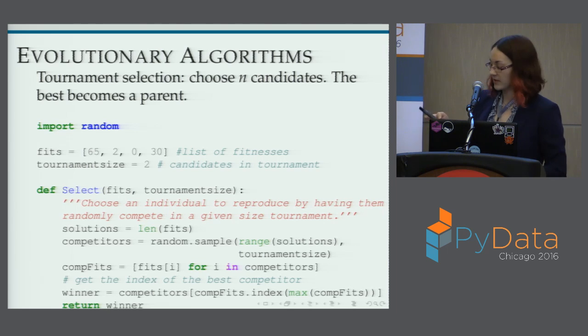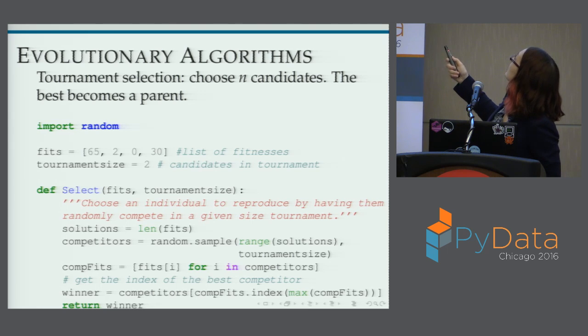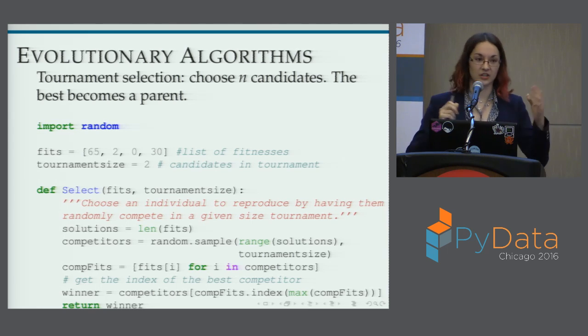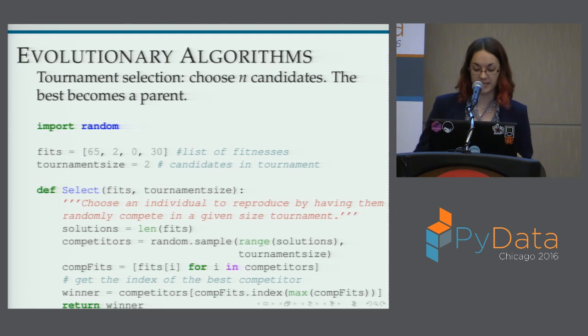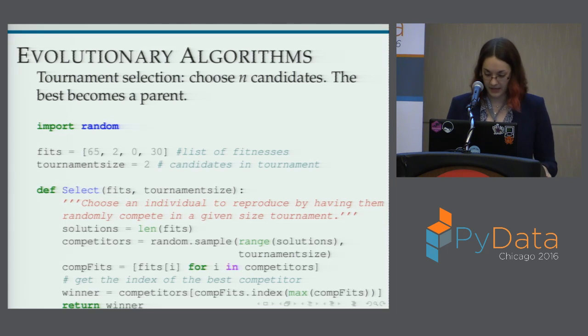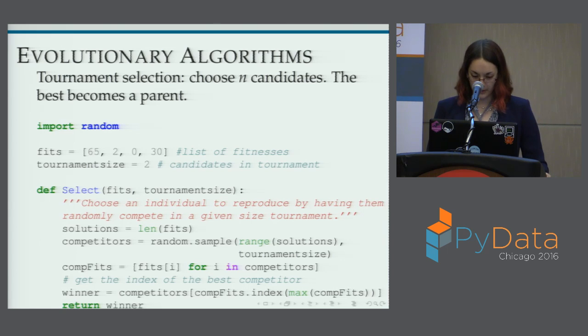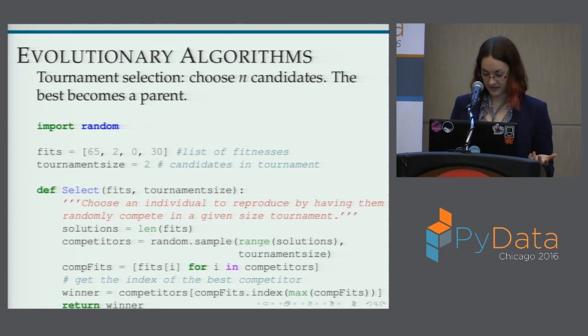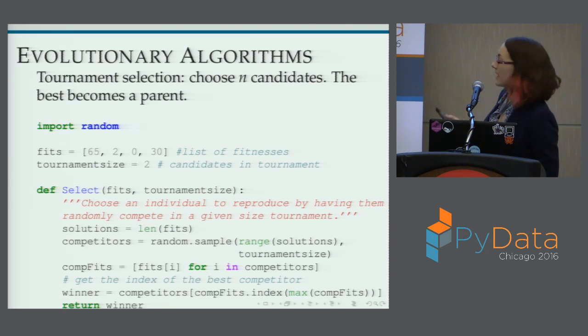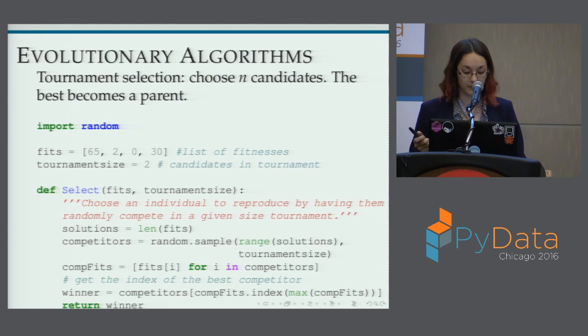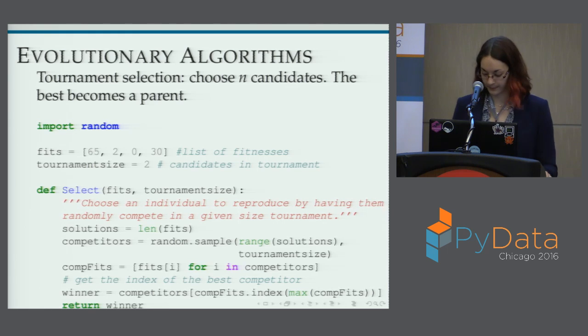So just to give you a sense of what the inputs look like, the fits is a list of fitnesses that are associated with a list of solutions, say. And here I'm setting the tournament size to be 2. So that's just the number of candidates in the tournament. Basically, I'm going to sample from all of those different fitnesses, and those are my competitors. Then I'm going to get their fitnesses, and whichever one has the maximum, so I'm treating this as a maximization problem, is the winner, and I return that index.